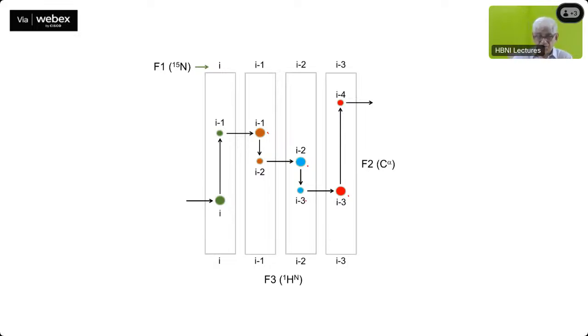So therefore you see you can walk through the polypeptide chain, but you have to scan through the nitrogen 15 planes to find out exactly which nitrogen 15 plane has which C alpha. So therefore you will have to scan through it every now and then, find out where the peaks are, and you can walk through the polypeptide chain.